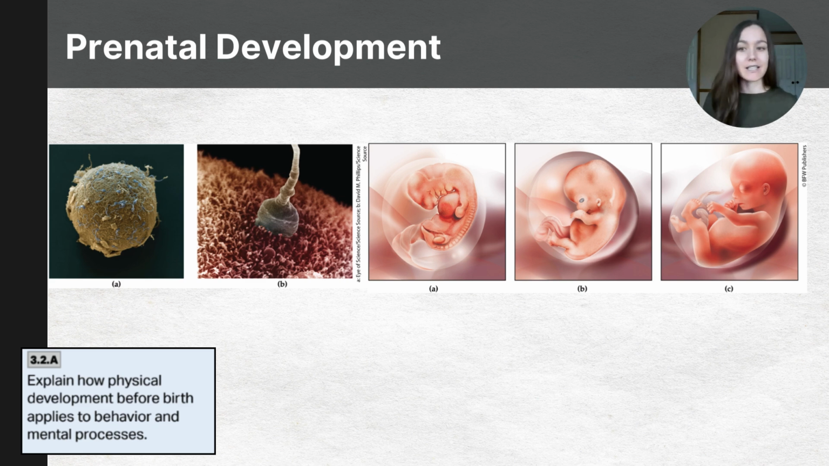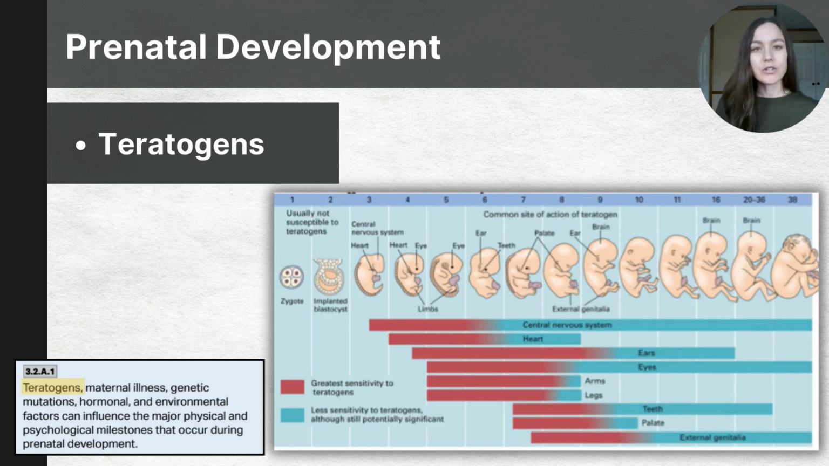As far as key concepts for this particular stage of development, the College Board is most concerned with students being able to explain the genetic and environmental factors that influence development in the womb rather than being able to define each of the stages. As you can see in the blue note at the bottom of the screen, the College Board names several factors that can influence development in the womb. They are teratogens, maternal illness, or when the mother becomes sick, genetic mutations, and hormonal and environmental factors. When present, any of these factors can affect normal and expected development.